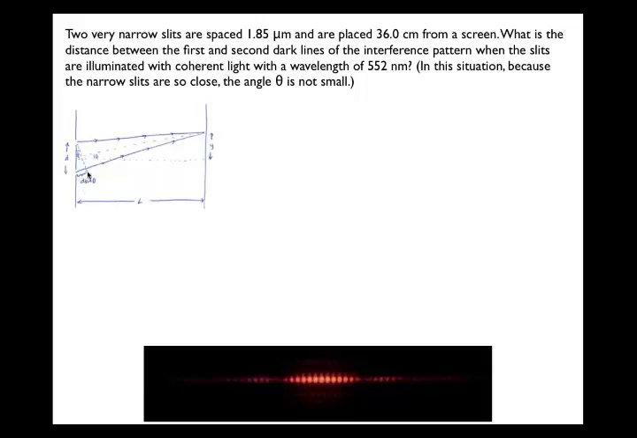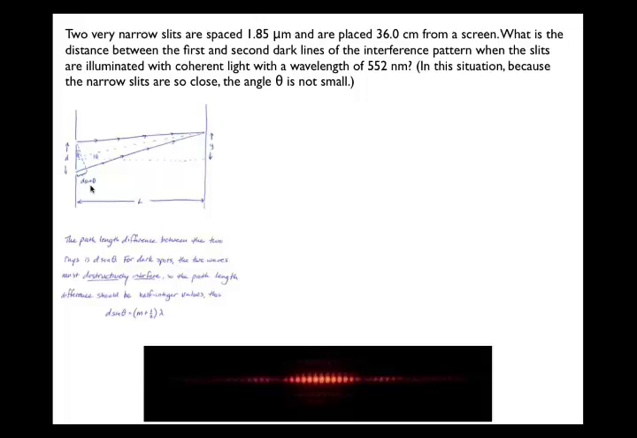There's a path length difference, and that path length difference, delta L, is d times the sine of whatever the angle is. So the path length difference between these two rays is d sine theta. They're going to destructively interfere, so the path length difference should be half integer values. In other words, we're looking for the difference between where the path length difference is a half a wavelength and the path length difference is 1.5 wavelengths. So the first dark fringe is going to occur when m equals 0, and that's going to mean the path length difference is 1/2 a wavelength. And the second dark fringe, m equals 1, so d sine theta there is 1.5 wavelengths, or 3/2 of a wavelength.